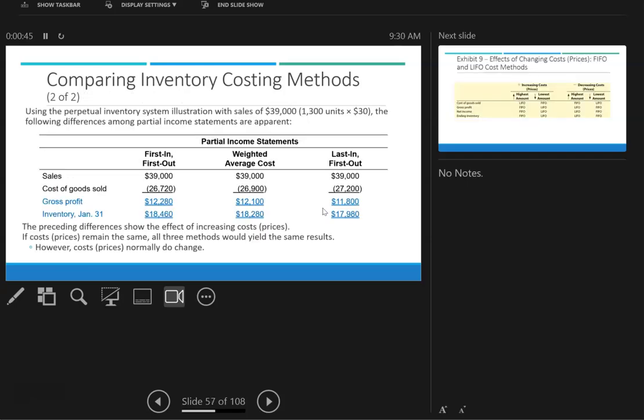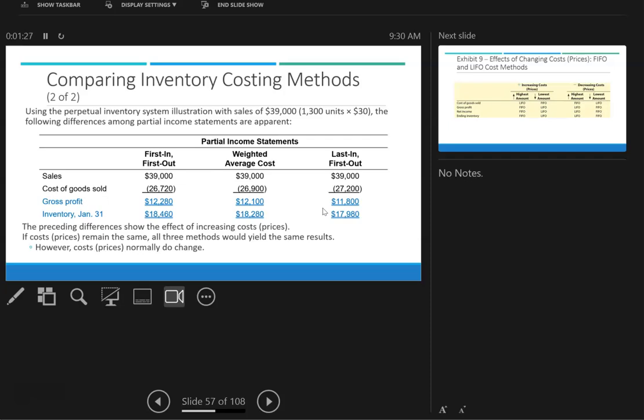Using the perpetual inventory system with sales of 39,000, 1,300 units at $30, here's how they're going to show out. When you're dealing with first in, first out, you're going to see, in this case, a higher gross profit in periods where there are rising prices. You will always see a lower gross profit in periods of rising prices with LIFO. And the weighted average will always be in between the two methods.